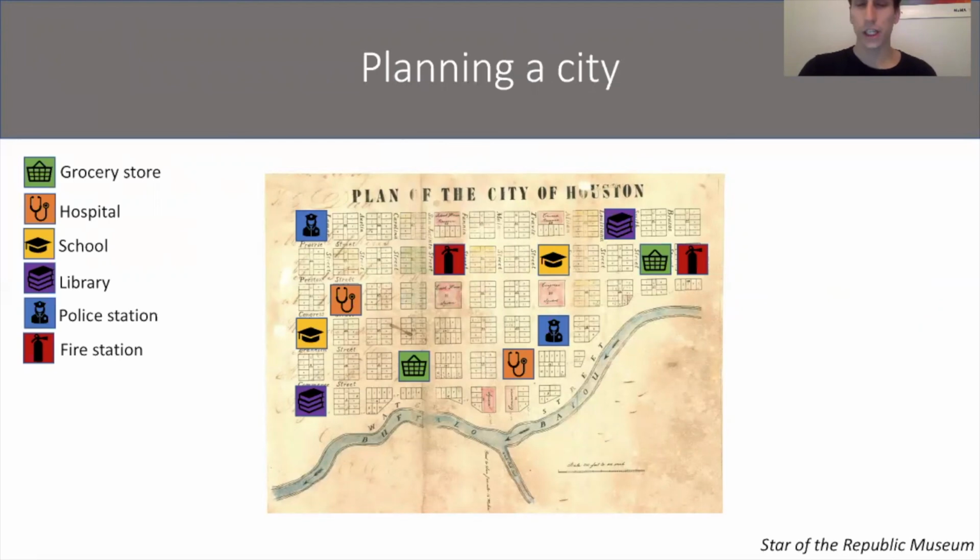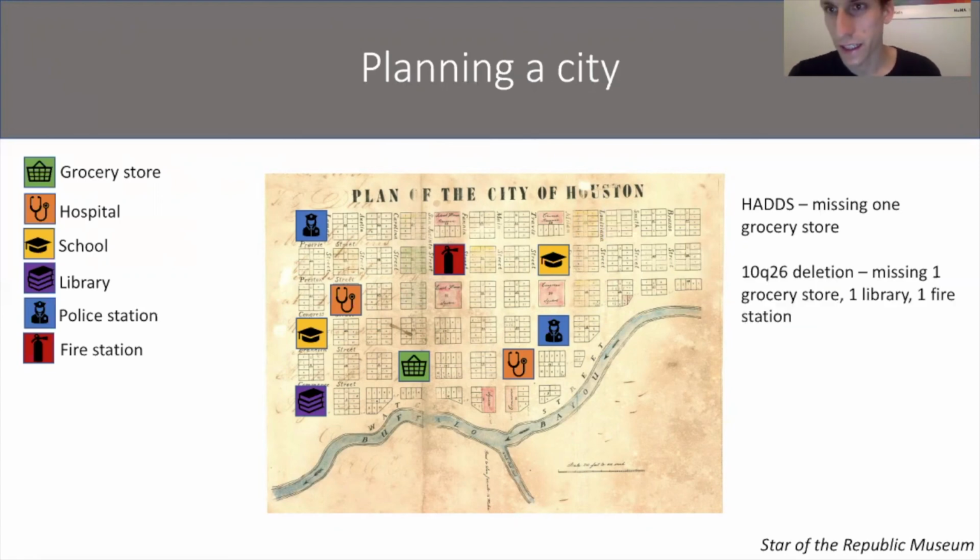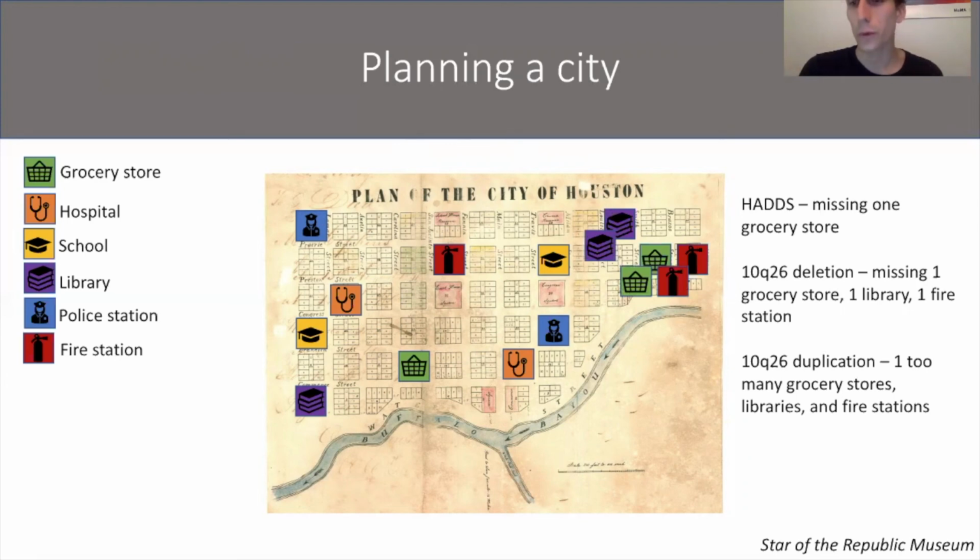So back to our analogy of planning a city. HADDS would be like missing one grocery store, right? Our normal city has 2 grocery stores, and HADDS would be like missing one. In most instances, 10q26 deletion syndrome would be like missing one grocery store, one library, and one fire station. Again, this can vary based on the extent of the deletion of chromosome 10. 10q26 duplication syndrome would be like having one too many, or an extra copy of grocery stores, libraries, or fire stations.